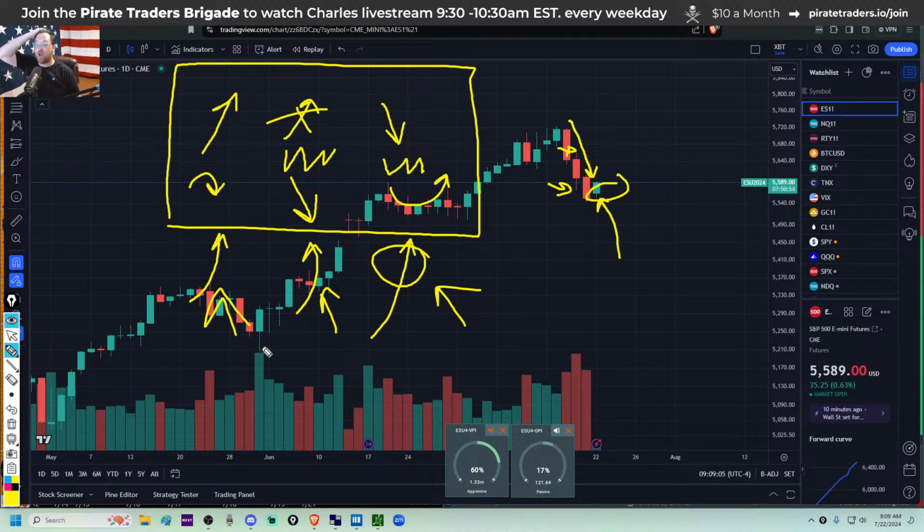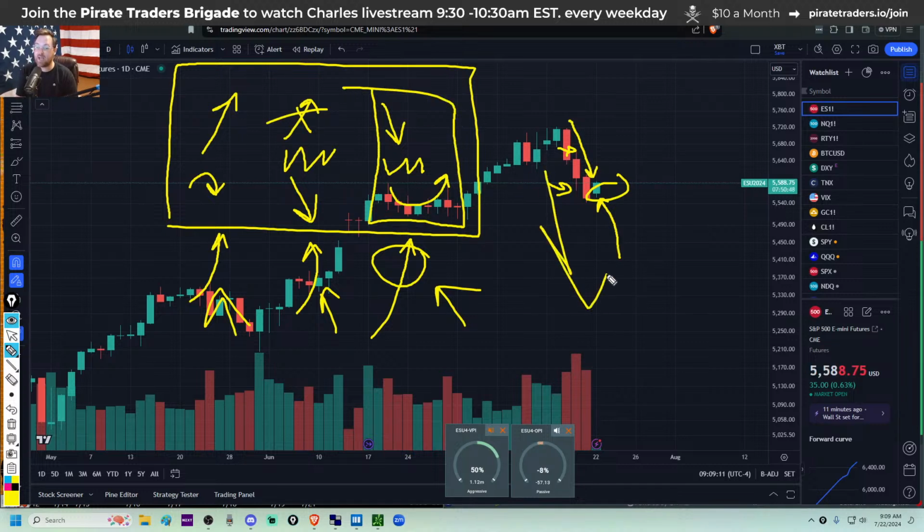Okay, so now we know what's happening on the daily time frame. We have a trend down, which means either we keep going down, we start going sideways at lower prices, or the market flips and reverses and starts coming back up. The highest probability being continuation lower.